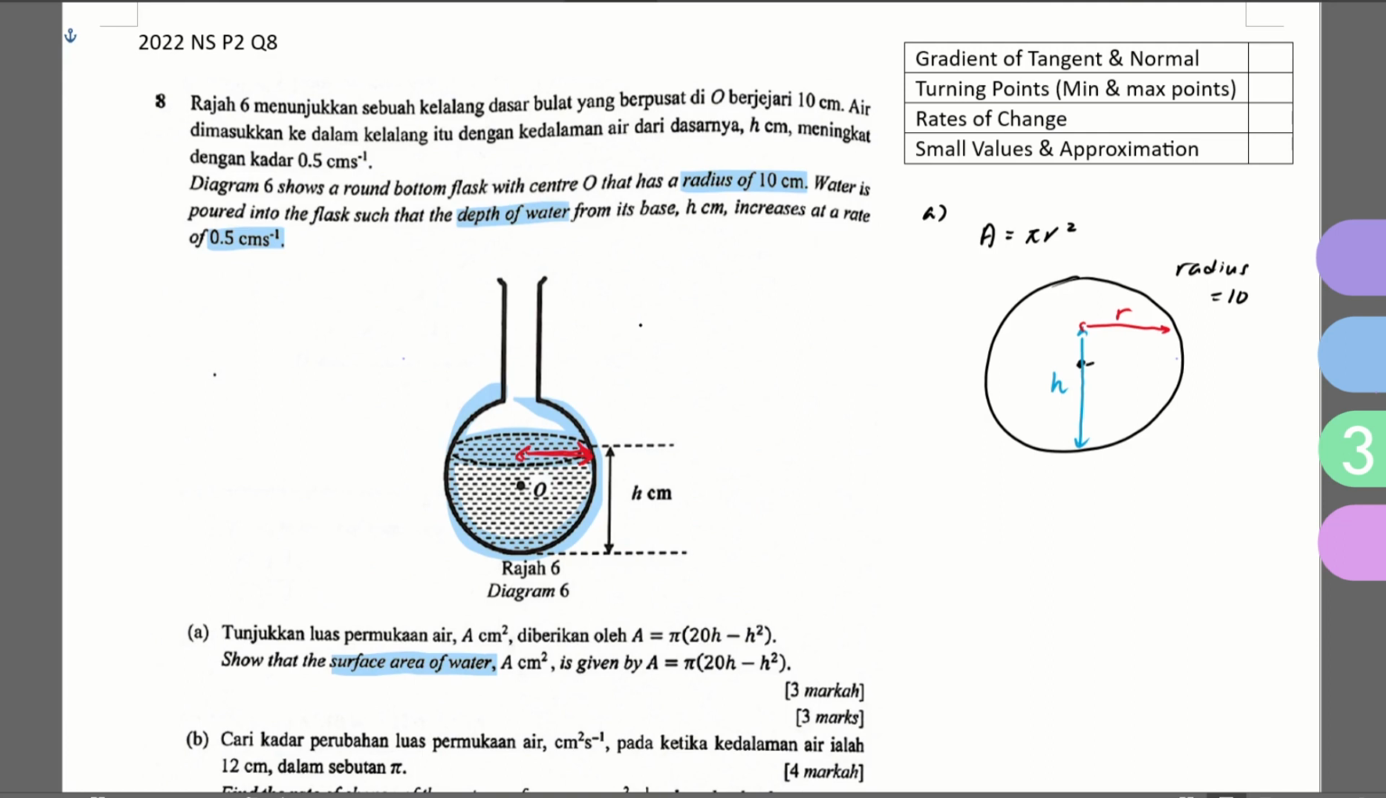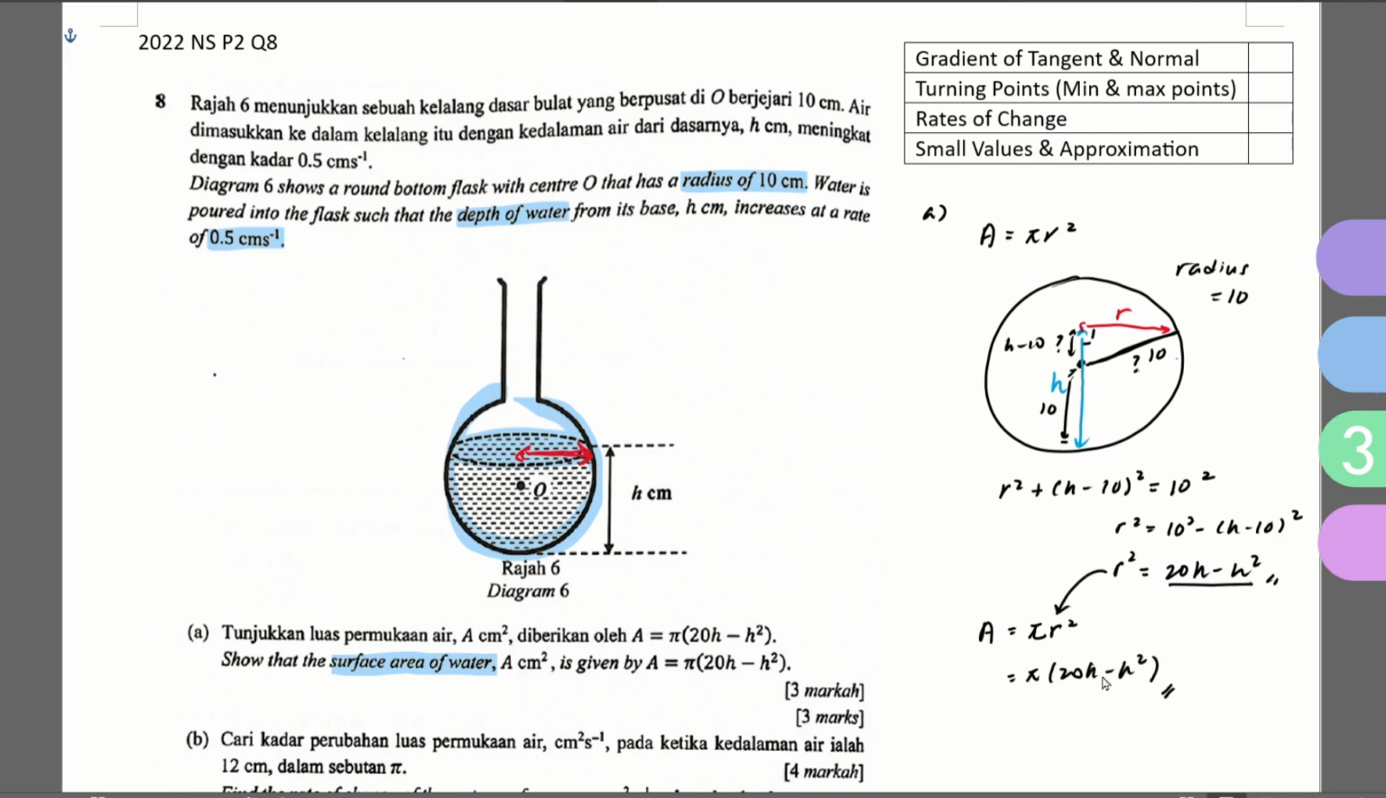So our right angle triangle will be here, and we just have to find the lengths of these two sides, which is easy because this length is a radius, so it will be 10, and since here is also 10 because it's a radius, the small part here will be h minus 10, and we can use Pythagoras theorem to form the equation. Let's rearrange this equation to make r the subject, and we will substitute r squared, and with that we have obtained the question's equation.